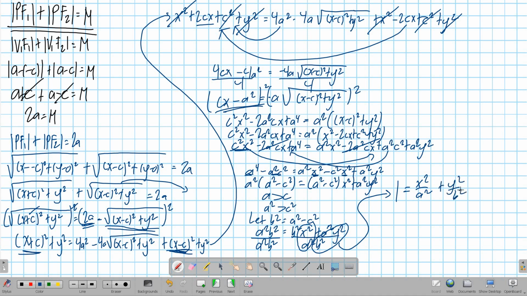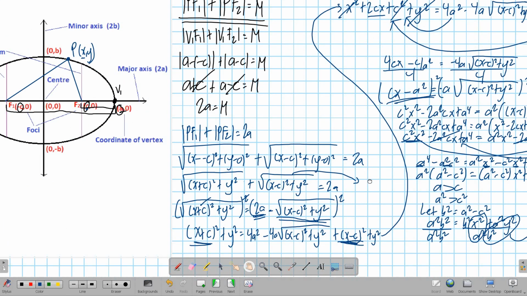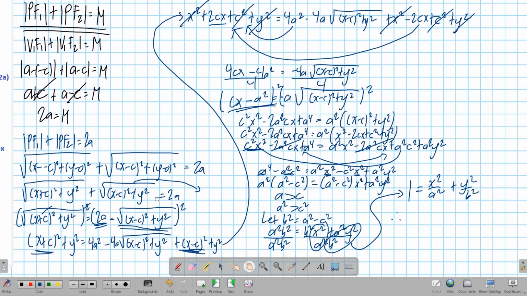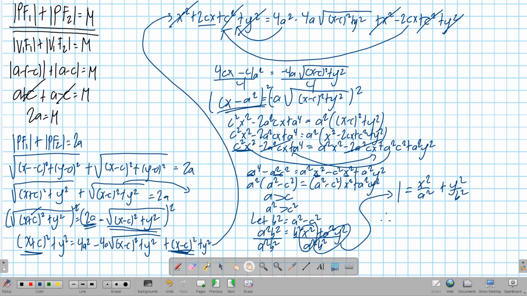So now we have the standard form of the equation of the ellipse with center at (0, 0), and it looks like it's horizontally oriented: x squared over a squared plus y squared over b squared equals 1.